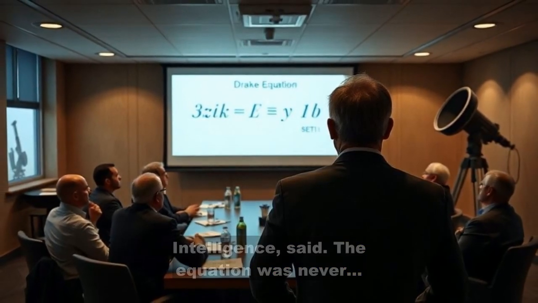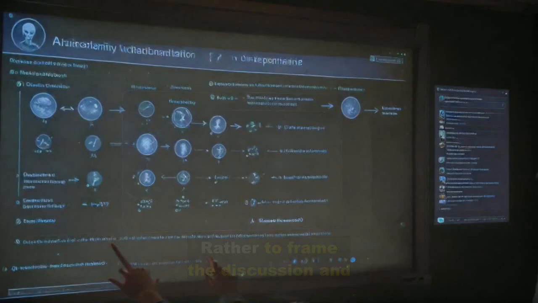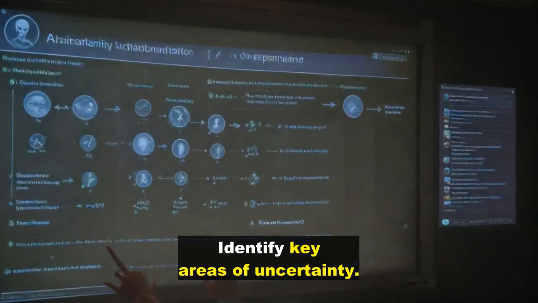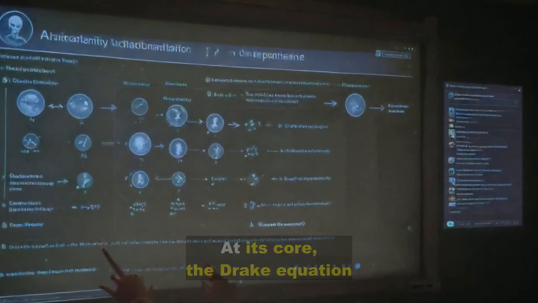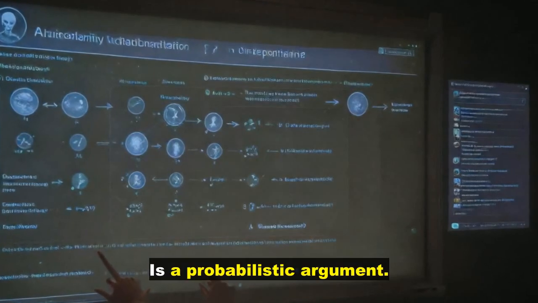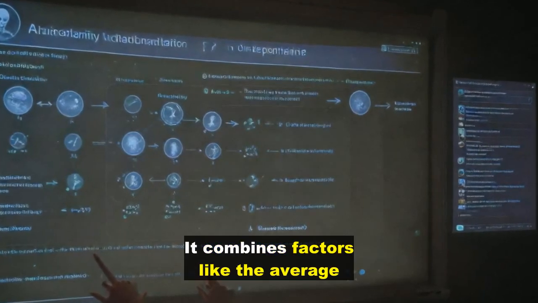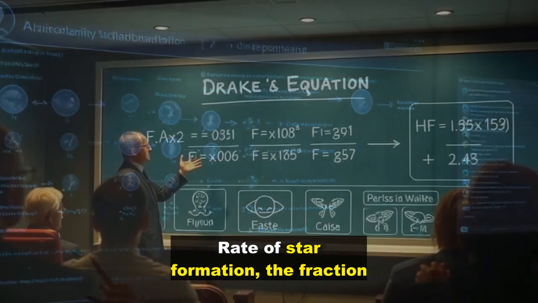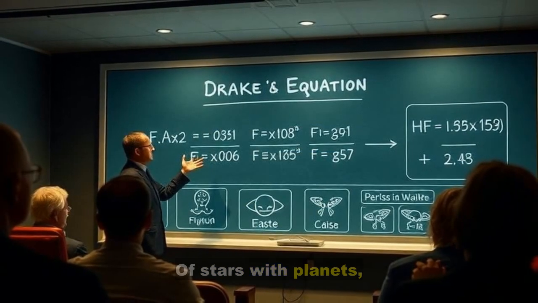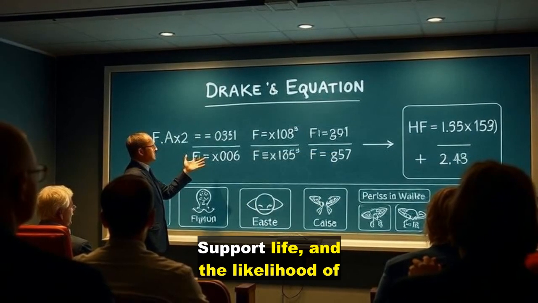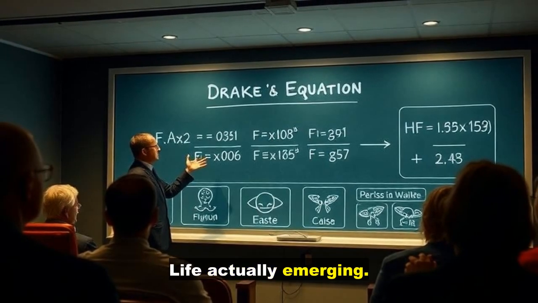The equation was never meant to provide a definitive answer, but rather to frame the discussion and identify key areas of uncertainty. At its core, the Drake equation is a probabilistic argument. It combines factors like the average rate of star formation, the fraction of stars with planets, the number of planets that could support life, and the likelihood of life actually emerging.